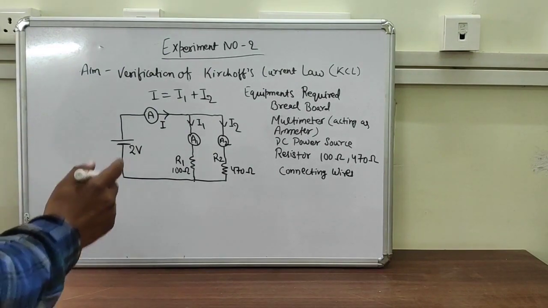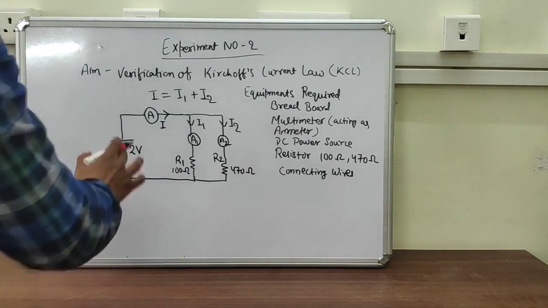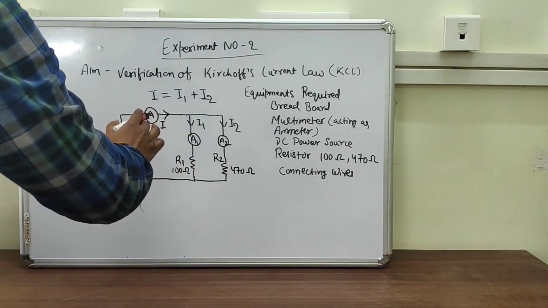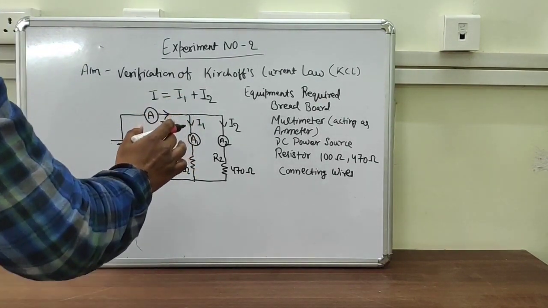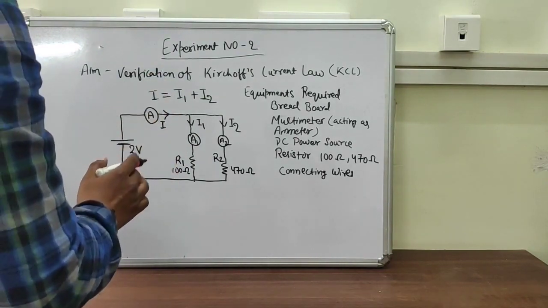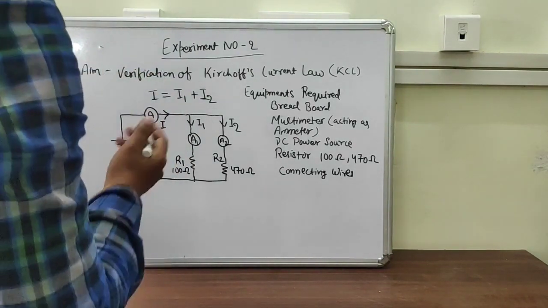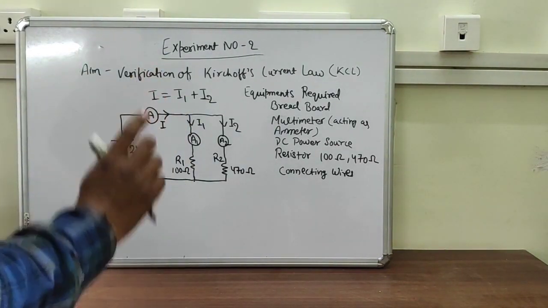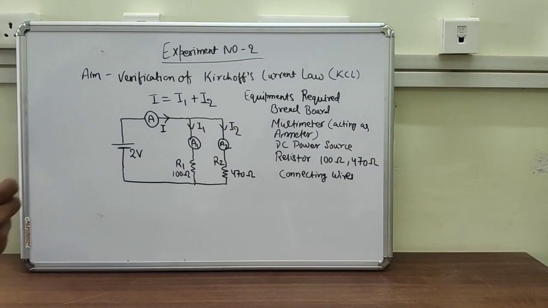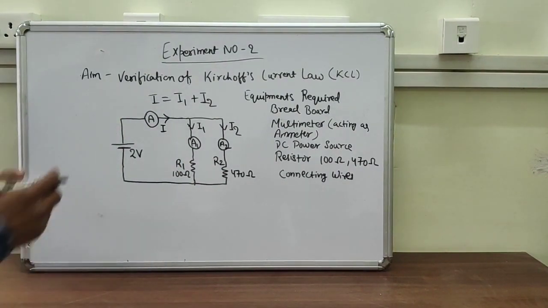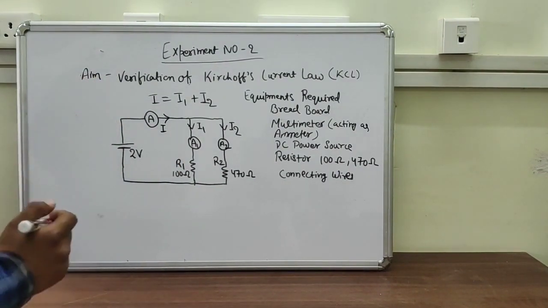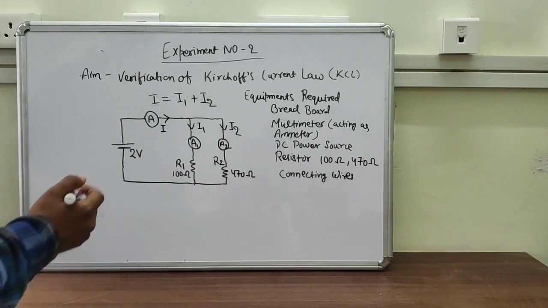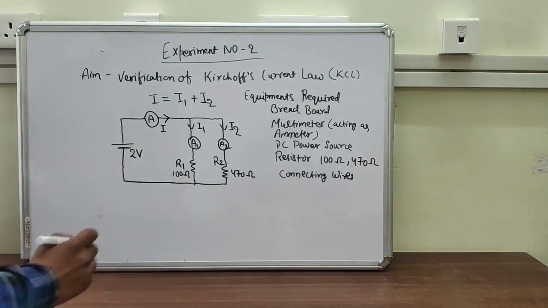One more thing we need to do here is that we will theoretically find out the values of I, I1 and I2, and then we will practically find out whether those theoretical values match with the practical values or not. So we will firstly find out the theoretical values of these currents. For finding these values, we need to find the net resistance in the circuit.